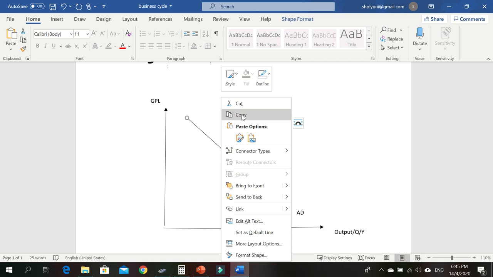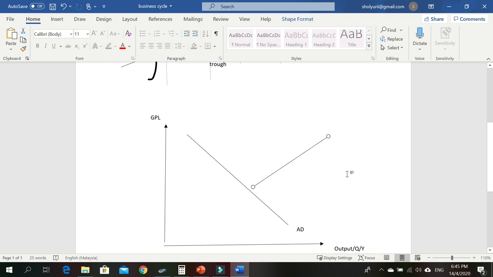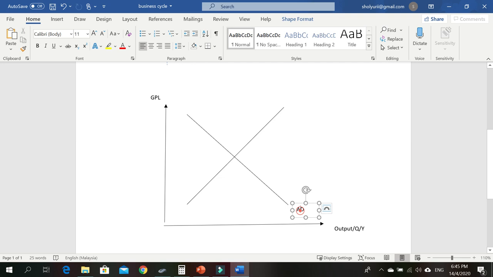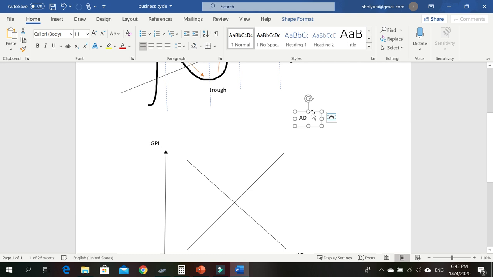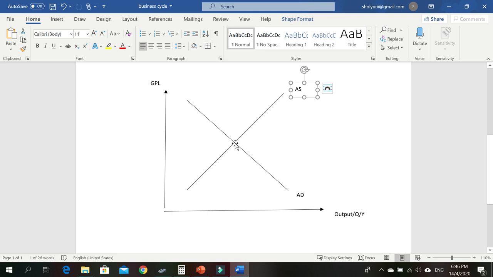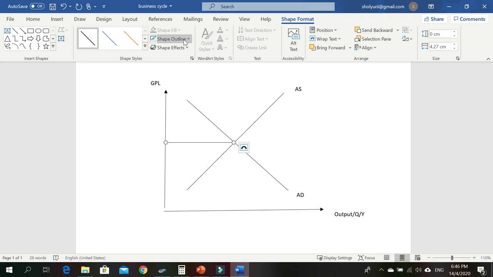Okay. And then, we have another one, which is aggregate supply curve. Semua naik ke atas. I'm not sure what happened there. AS, aggregate supply curve. Okay, so this is the situation in the economy, and here we will get equilibrium. We'll have equilibrium here.